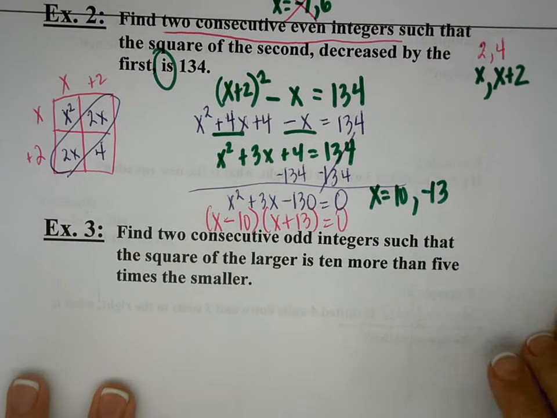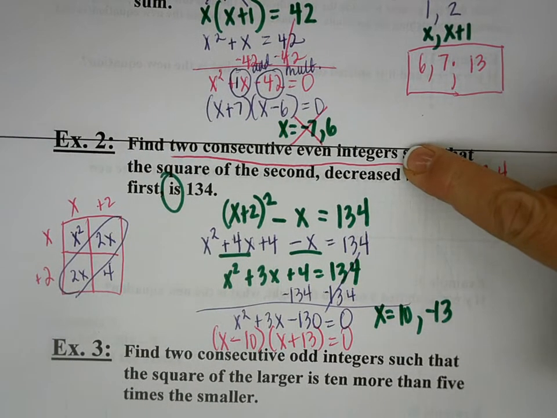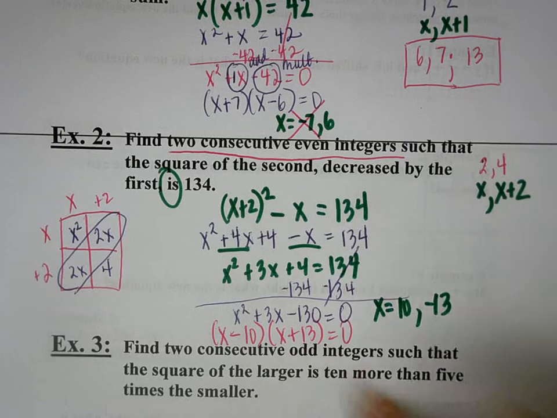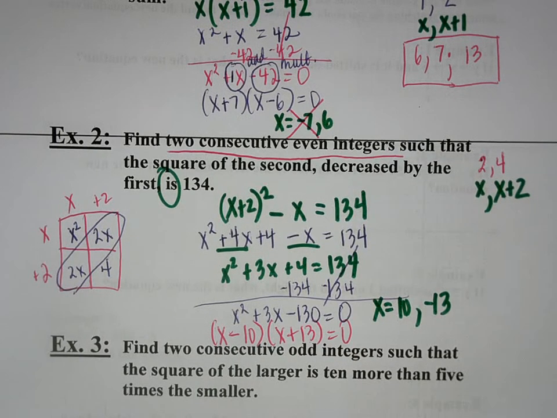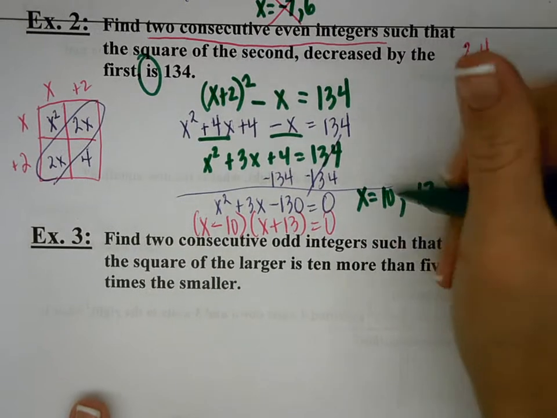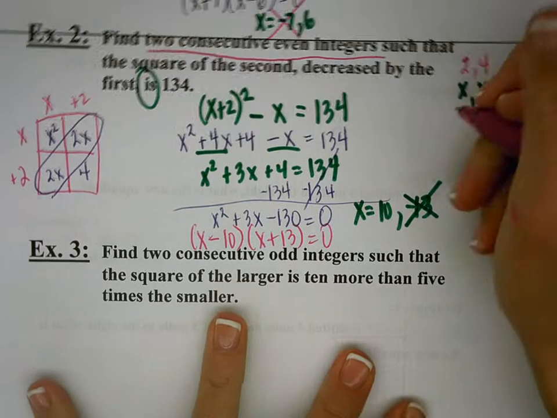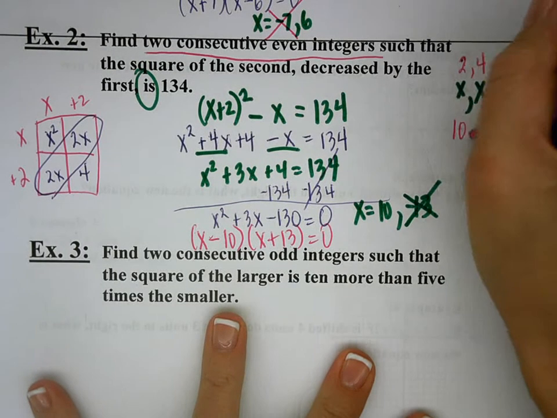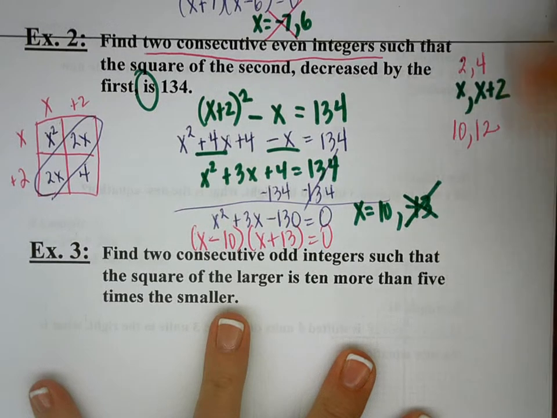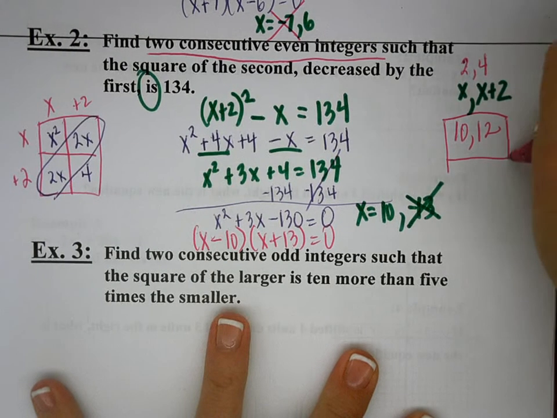Okay, so we go back to the problem, and it says find two consecutive even integers. Most of the time, one of the numbers is not going to work. So out of 10 and negative 13, which one does not work? Negative 13. It is not an even integer, is it? Okay, so that means that x is going to be 10, and then 10 plus 2 makes 12. This time they didn't ask me about my sum or anything, so they just wanted the two numbers, and those answers are 10 and 12.